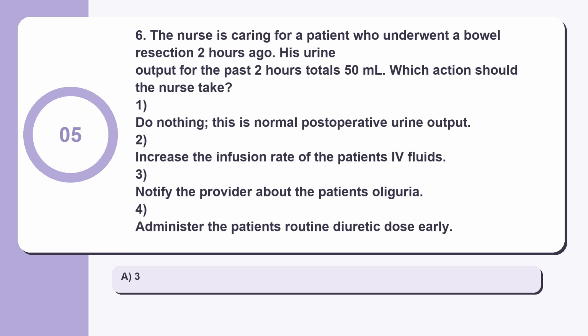Question 5. 6. The nurse is caring for a patient who underwent a bowel resection 2 hours ago. His urine output for the past 2 hours totals 50 ml. Which action should the nurse take? 1. Do nothing. This is normal postoperative urine output. 2. Increase the infusion rate of the patient's IV fluids. 3. Notify the provider about the patient's oliguria. 4. Administer the patient's routine diuretic dose early. Answer: 3.